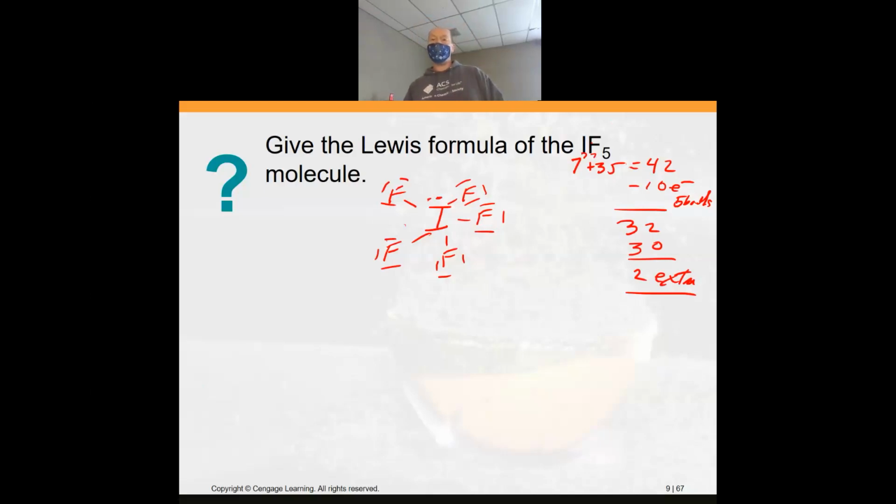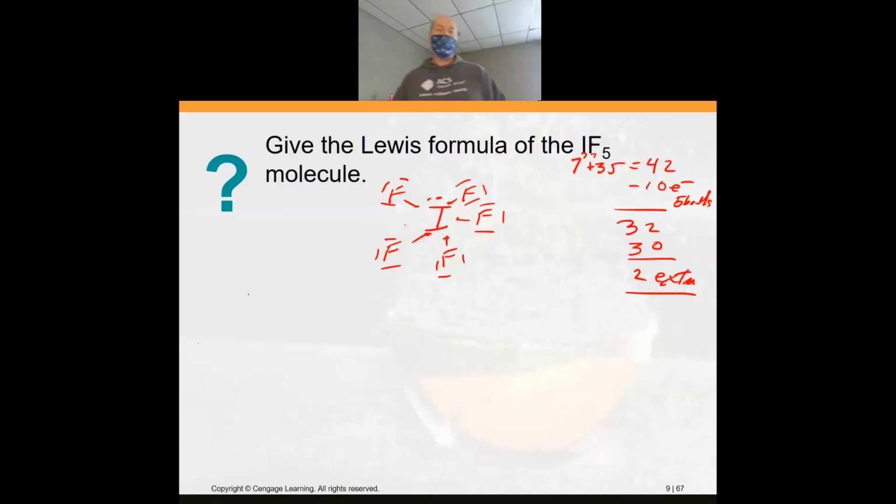Note that that is a neutral molecule. So F was supposed to bring in 7. Each one of these Fs brought in 7. I was supposed to bring in 7. How is this 7? Well, it's 1 for each one of these bonds for the F, so that takes 5. And then you have your lone pair, and that is 7. All right, and so all of these are neutral. All right, so that is your Lewis structure for IF5.